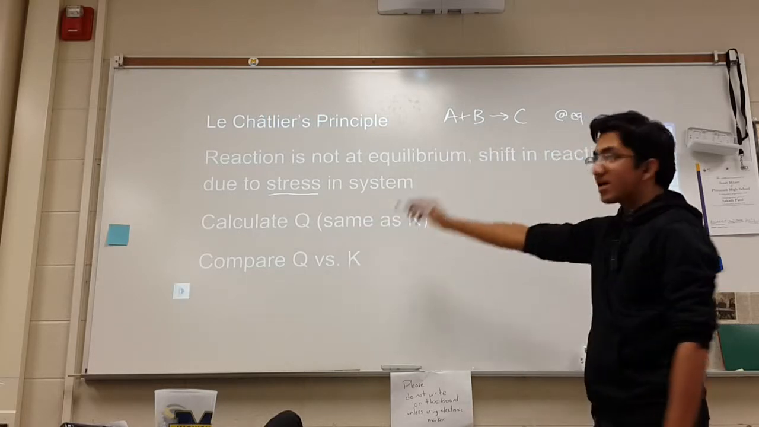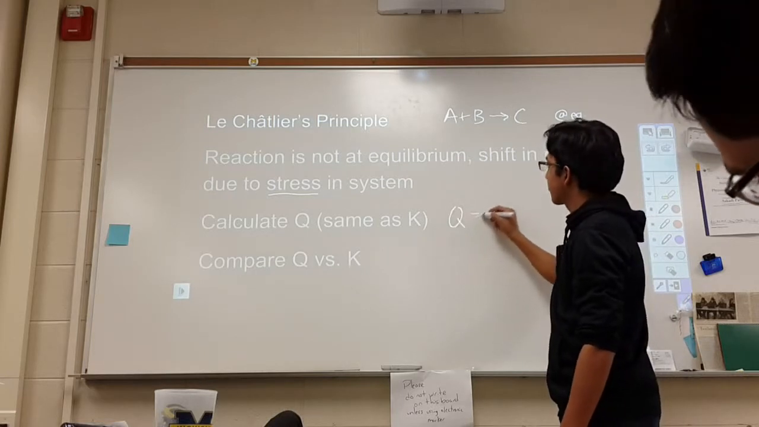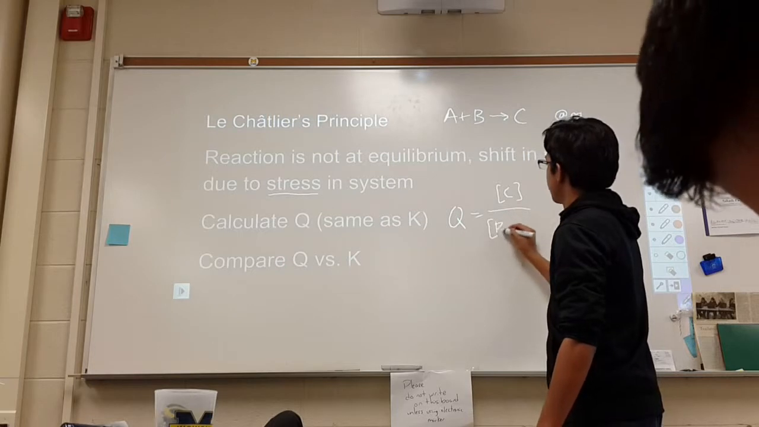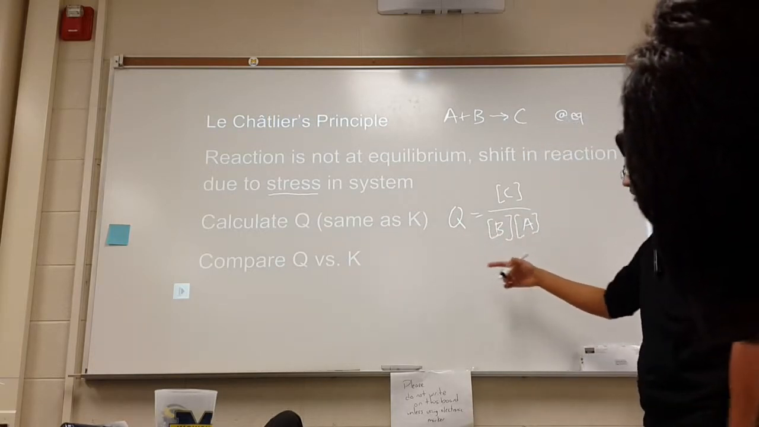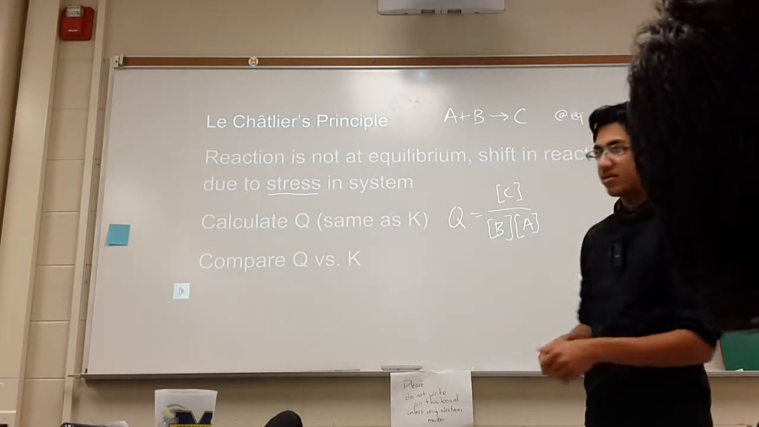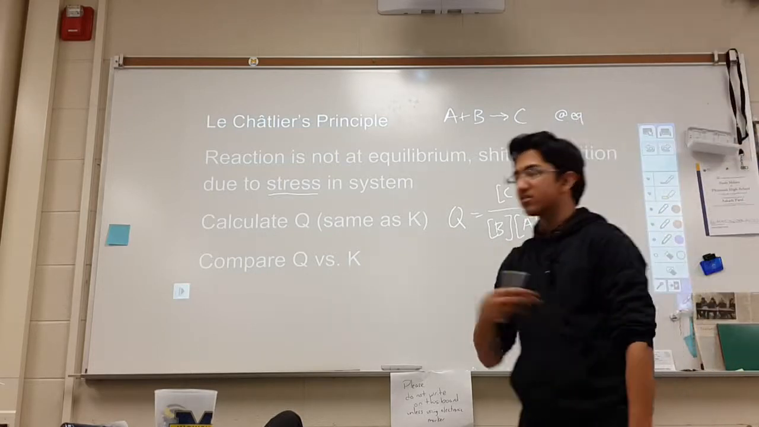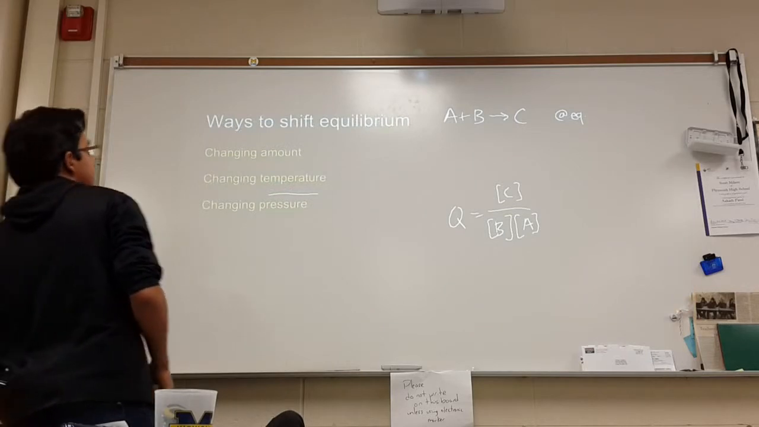The mathematical way we do it is we calculate Q, which is the same expression as K, for the reaction. Then we compare Q to K. If Q is less than K, our reaction is going to shift to the right, and if it's greater than K, our reaction is going to shift to the left. Let me explain what I mean by that.